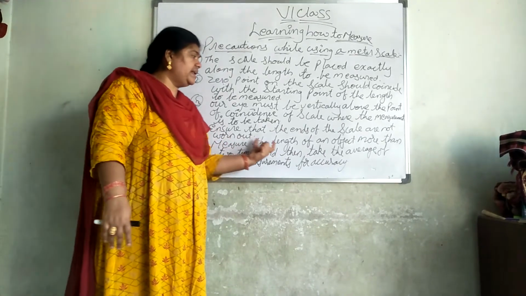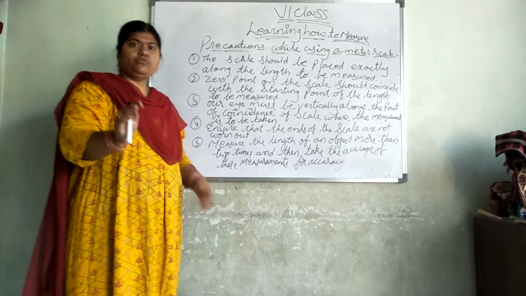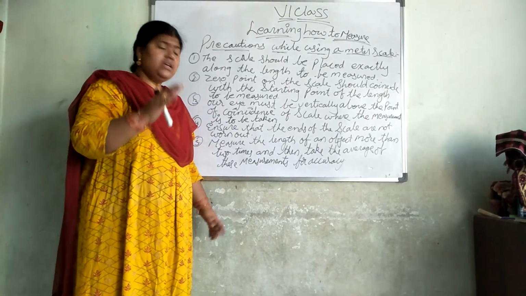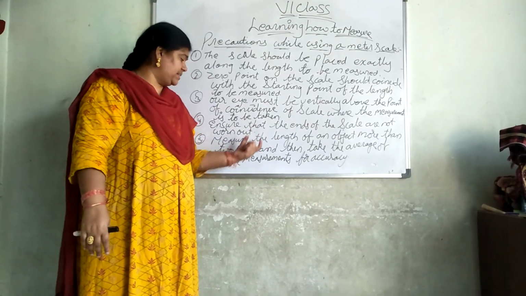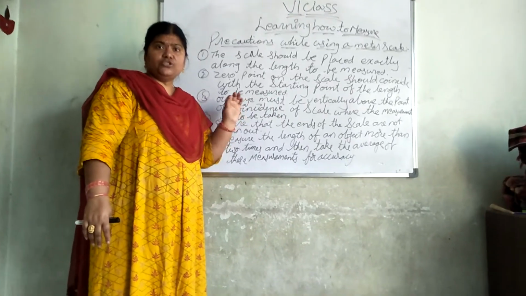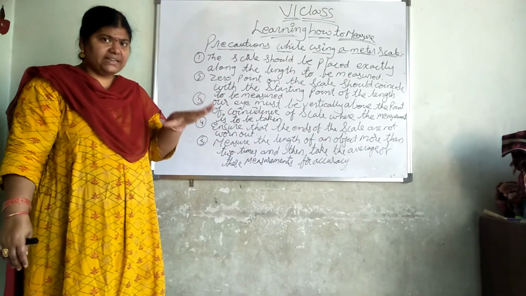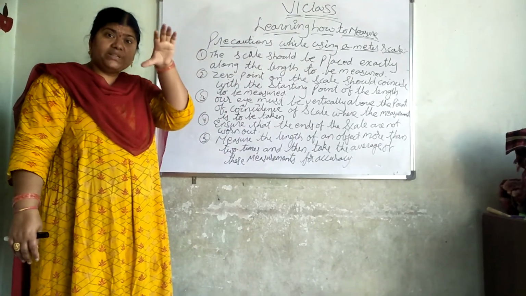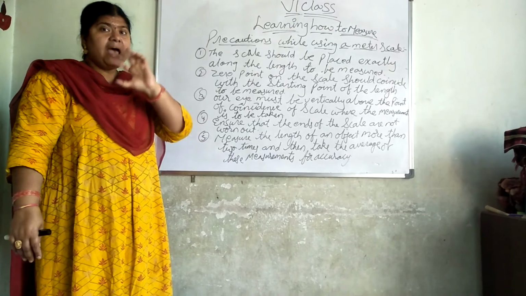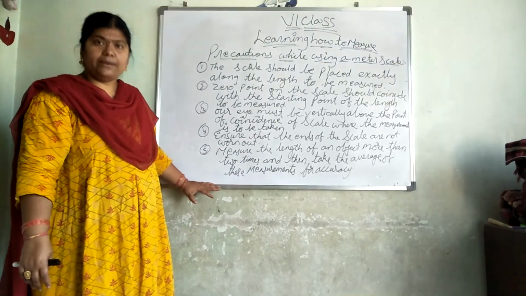Worn out. Measure the length of an object more than 2 times. Any object you are taking, measure it 2 times and then take the average of these measurements for accuracy. So the scale should not be broken and should be placed exactly, and you must stand vertically to the object and take the reading. These 5 points are very, very important.